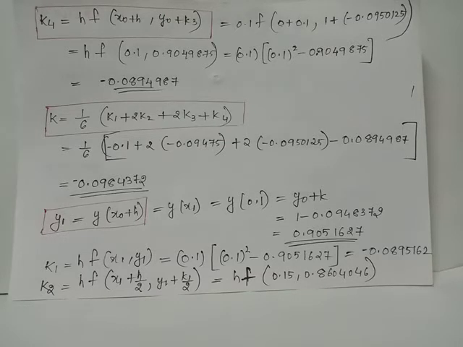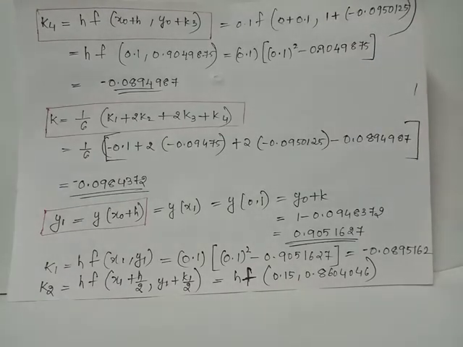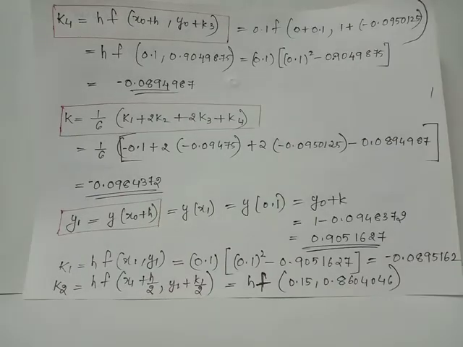Thus, we have k4 equals minus 0.0894987. With the help of values of k1, k2, k3 and k4, using this standard equation, we will find out k equals minus 0.0948372.